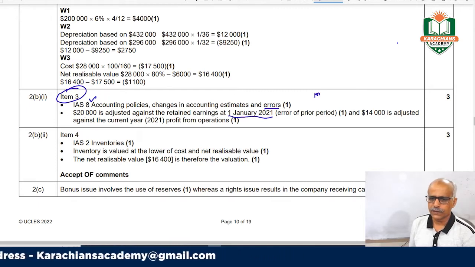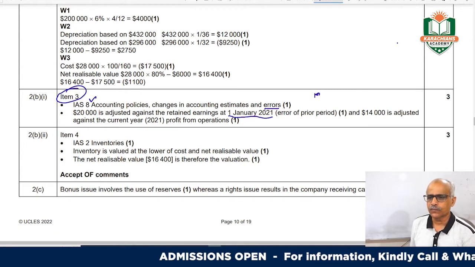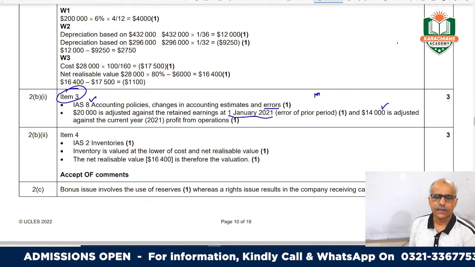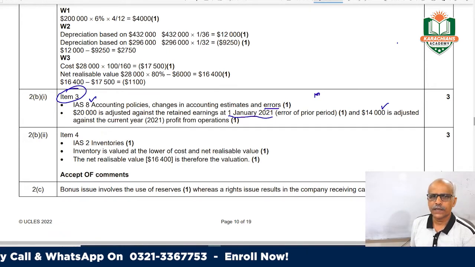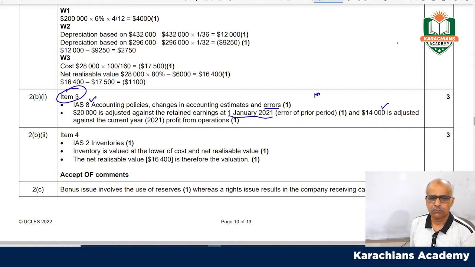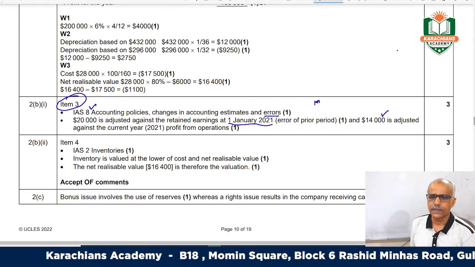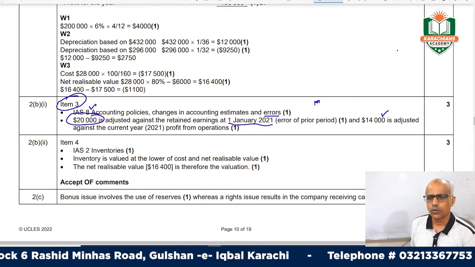So we already have 20,000 adjusted against the retained earnings, the error of the prior year, and 14,000 is adjusted against this year's profit. This 14,000 effect we have already taken, right? The 20,000 will be adjusted in your retained earnings. Your opening retained earnings will be a prior year profit because you overstated the expenses, so this will increase your retained earnings. Remember this 20,000, that this will be added into the opening retained earnings.